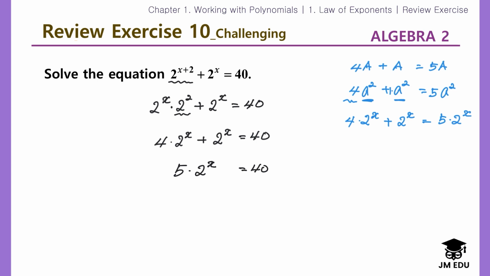So divided by 5 gives us 2 to the x. 2 to the power of x is equal to 8, right? Now, we know that 8 is equal to 2 to the power of 3. So 2 to the x is equal to 2 to the power of 3. Now, same base. Then x is equal to what? x is equal to 3.